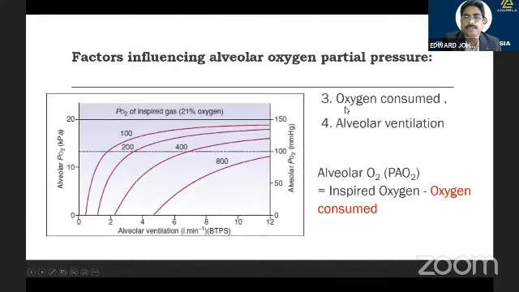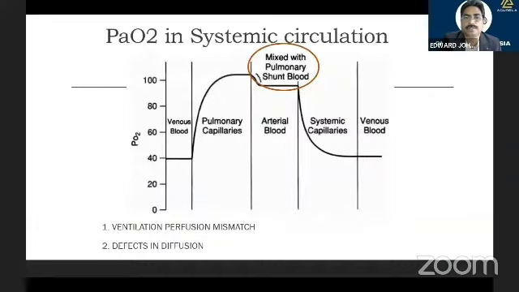The third factor is oxygen consumption. If the oxygen consumption is high, the alveolar partial pressure will fall. Then the alveolar ventilation: if the alveolar ventilation is low, the partial pressure will be low. If the alveolar ventilation is high, the partial pressure will be high.